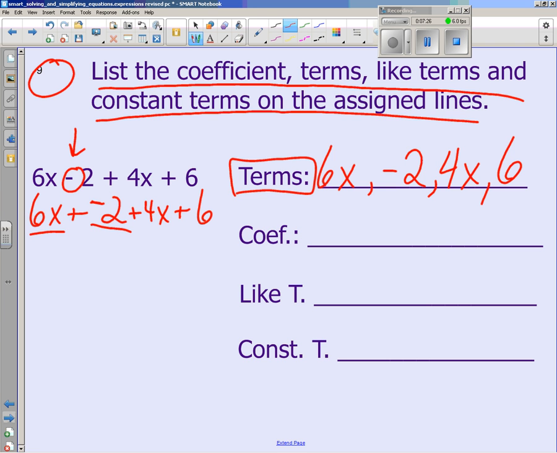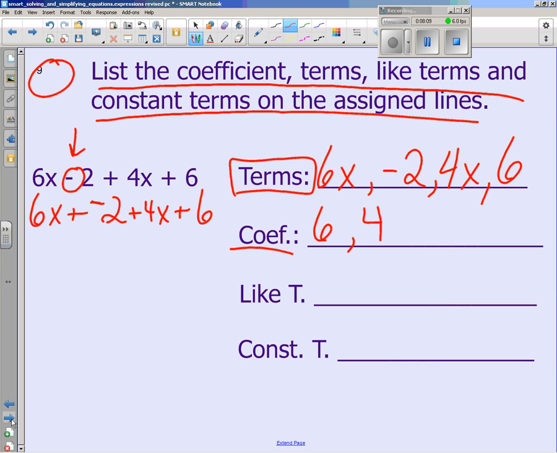Let's look at coefficients now. Coefficients, remember, is the number part of any term that has a variable. So here we go. We have 6x here. That has a variable in it. The number part of that term is 6. -2 does not have a variable, so we do not list that as a coefficient. 4x has a variable. The number part of that variable, the coefficient, is 4. And then if we look here at 6, that also does not have a variable, so we do not include that in our list of coefficients.